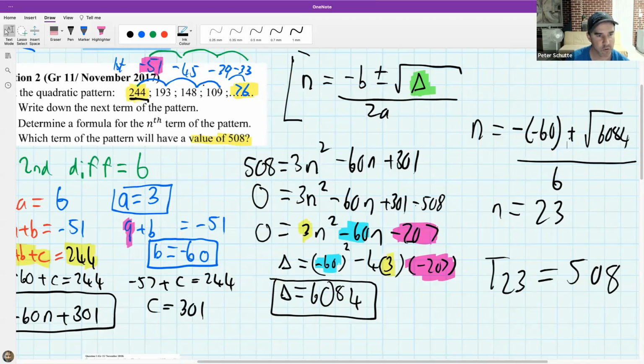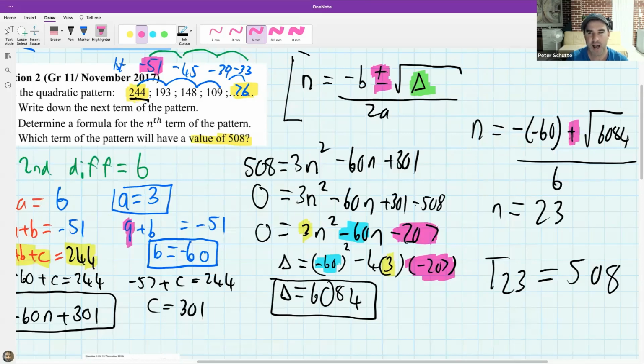Okay, did I change my 23 to a positive? I get a negative. Okay, here's the really important bit. When I use my quadratic formula, if you look at the formula, it does have a plus and minus. But because I know I'm looking for a positive n value, I'm ignoring the negative and just going basically 60 plus the square root of this divided by 6. In some questions, you do sometimes need to check the negative one. But in this case, because it was a positive number to start with, I could tell by the context that I only needed to try one.